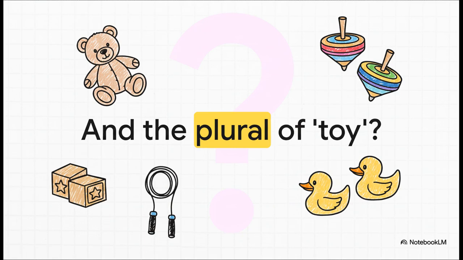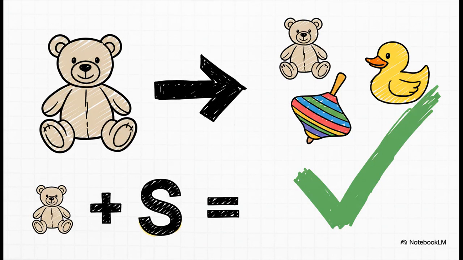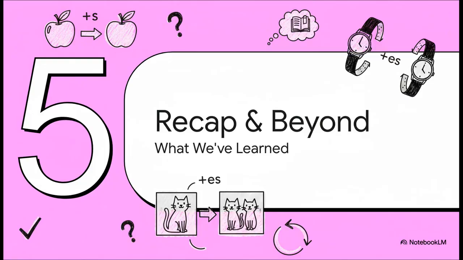Okay, final question. What about toy? It also ends in Y, but be careful, what's different here? Perfect, it's toys. Because the O is a vowel, we go back to that super simple rule and just add an S. It's that tiny difference that changes everything. Awesome job on the quiz.